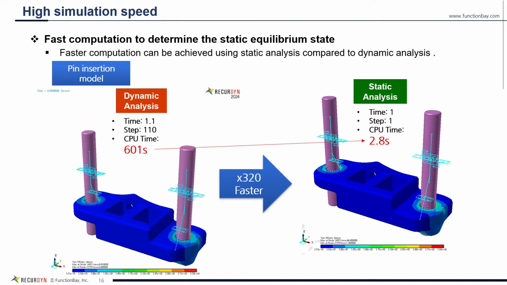While it takes approximately 6 minutes to analyze it using dynamic analysis, static analysis completes the same process in just 2.8 seconds. This is an incredible reduction in computation time. Static analysis also provides advantages in defining the contact stiffness.